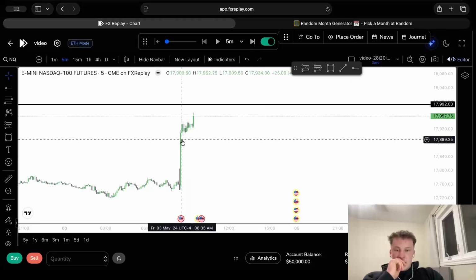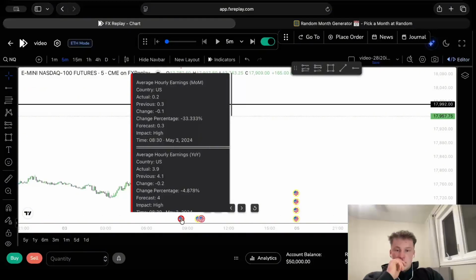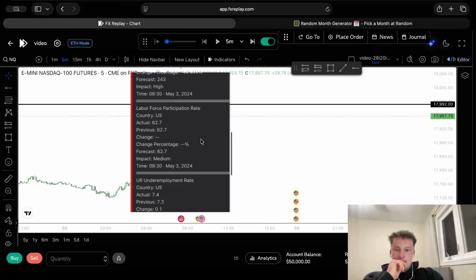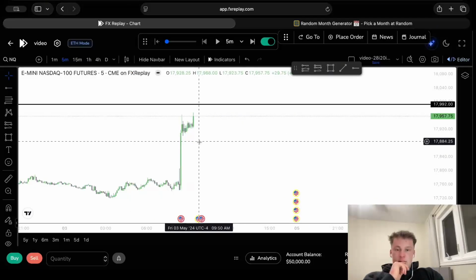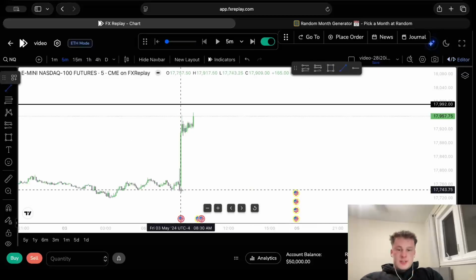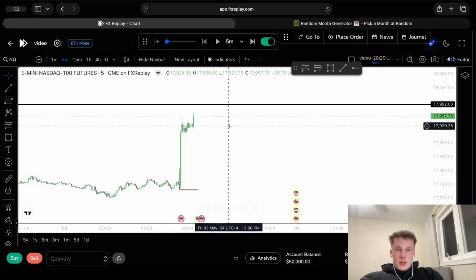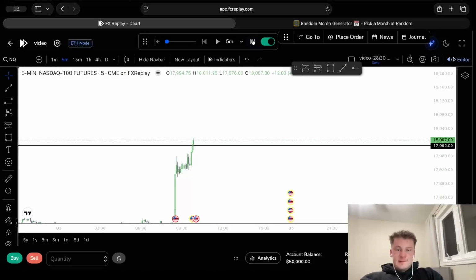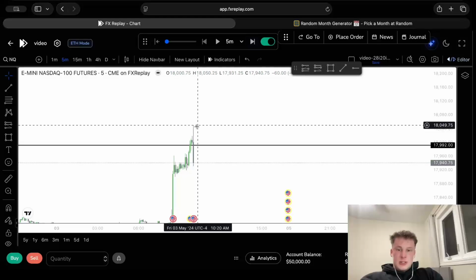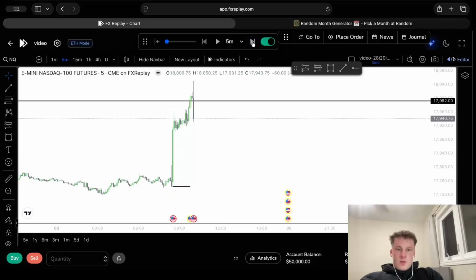Just like CPI. Earnings. Unemployment. Okay. So we do have data lows. That's what it is. So we have data lows lower. So maybe we tap here and flip to data lows. Yeah, one more candle.